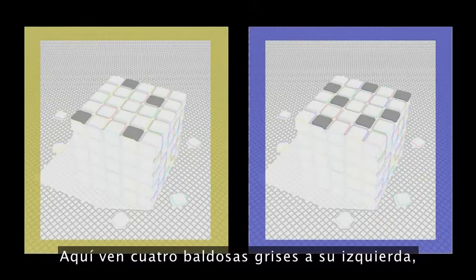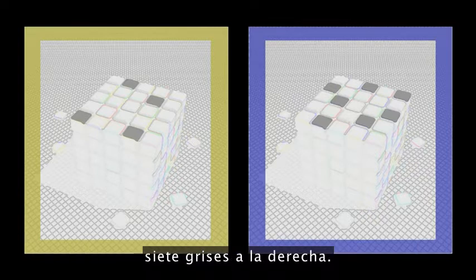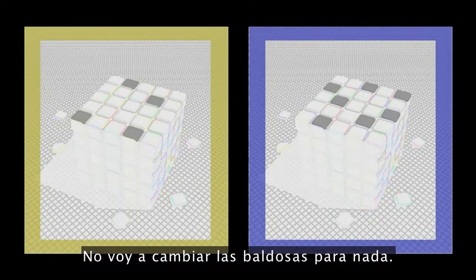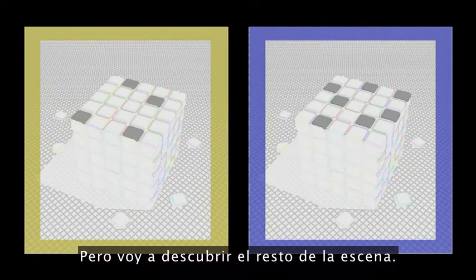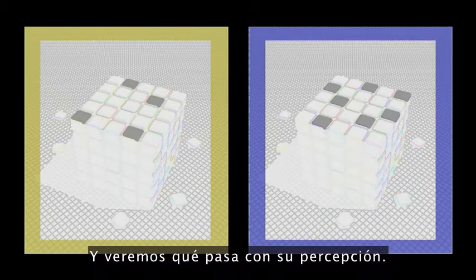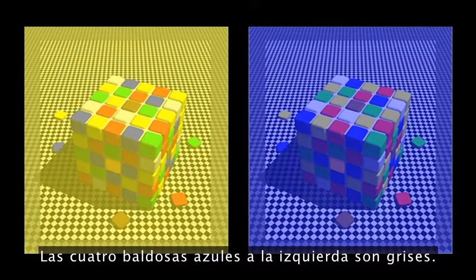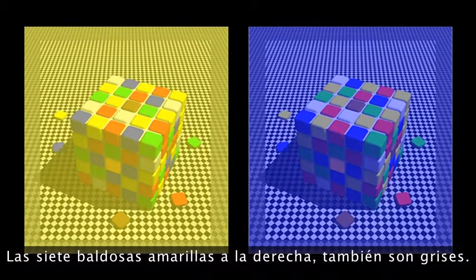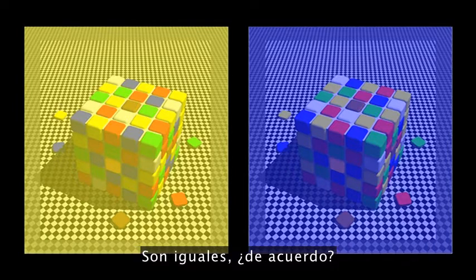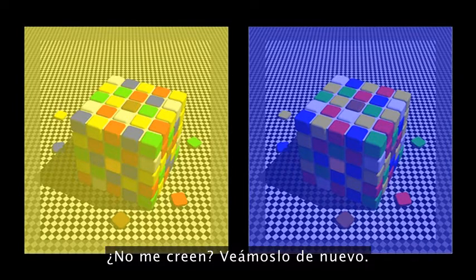Here you see 4 gray tiles on your left, 7 gray tiles on the right. I'm not going to change those tiles at all, but I'm going to reveal the rest of the scene and see what happens to your perception. The 4 blue tiles on the left are gray. The 7 yellow tiles on the right are also gray. They are the same, okay? Don't believe me? Let's watch it again.